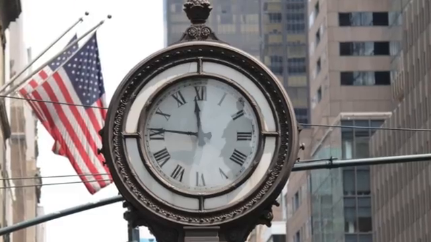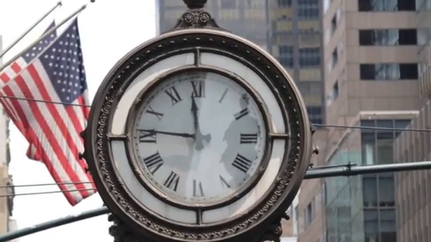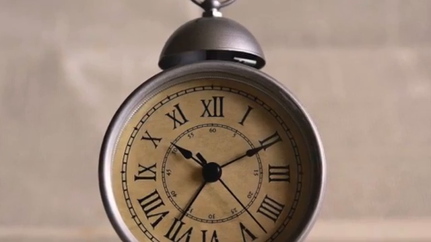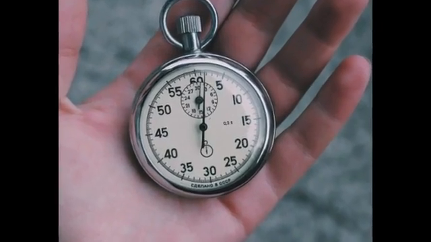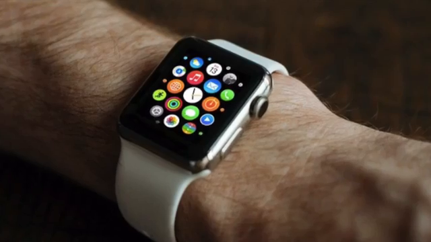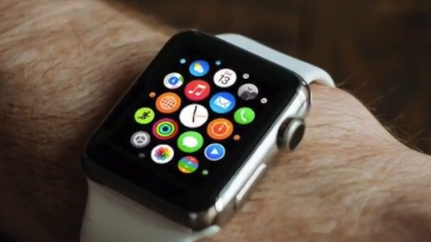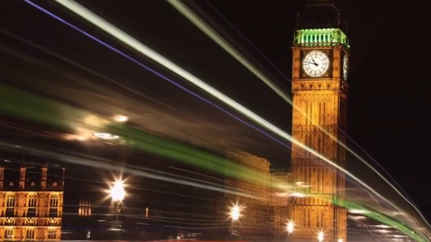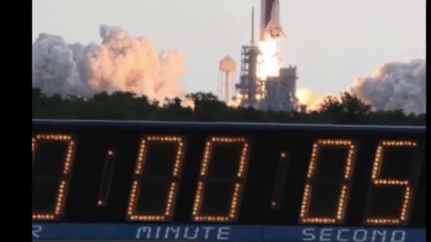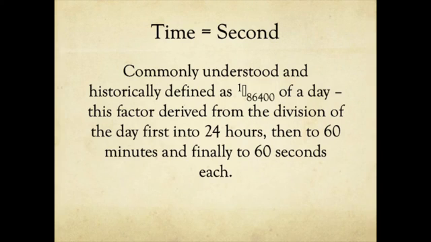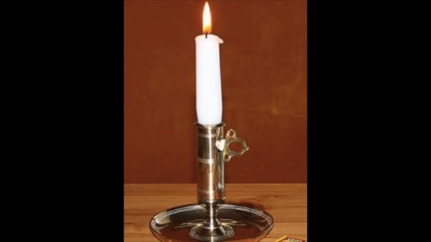Now, along with electricity, we also have to take into consideration what unit is used to measure time. And perhaps this is the unit that we use most of all in our lives, whether it's on an Apple Watch, or Big Ben in England, or even down with NASA as far as space shuttle flights. Time is measured in seconds, commonly understood and historically defined as 1/86,400th of a day. This factor derived from the division of the day first into 24 hours, then into 60 minutes, and finally 60 seconds.